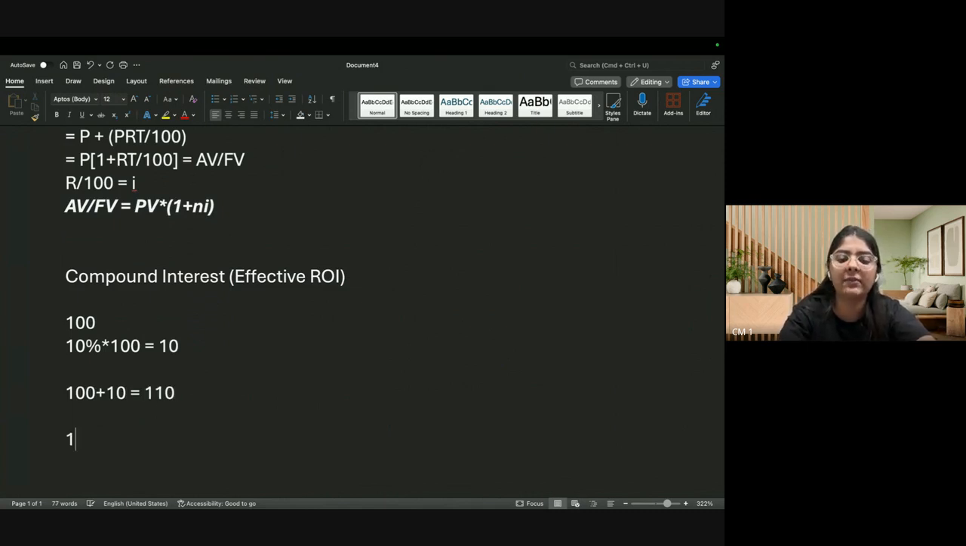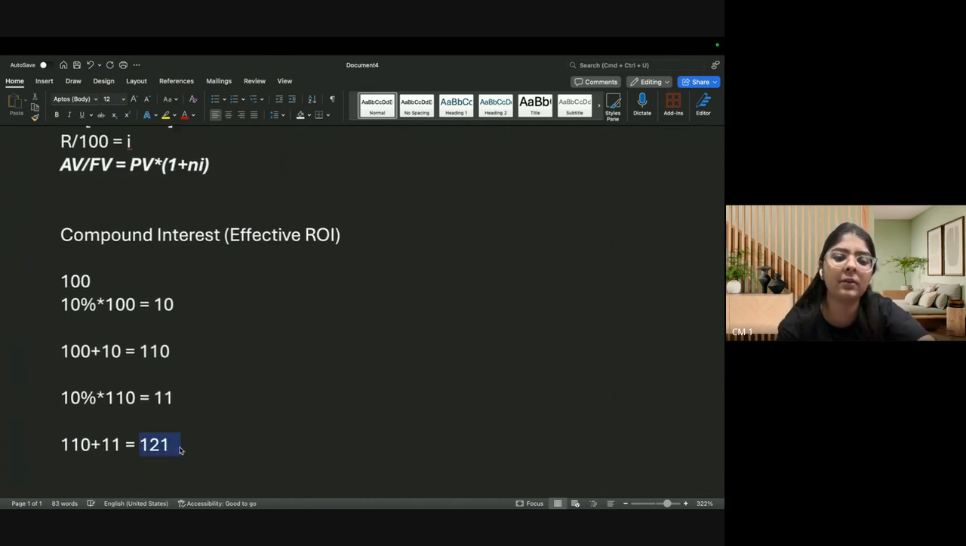Now the next time you receive a 10% interest, you will not receive it on the initial amount of 100, but on 110. So what does this mean? That you are receiving 10% interest on the interest amount already received. This is known as interest on interest. So this will become 11. 110's 10% is 11. So now your final amount becomes 110 plus 11, which is 121. Now the next time you get a 10% interest, you will get it on this. So understood the progression?